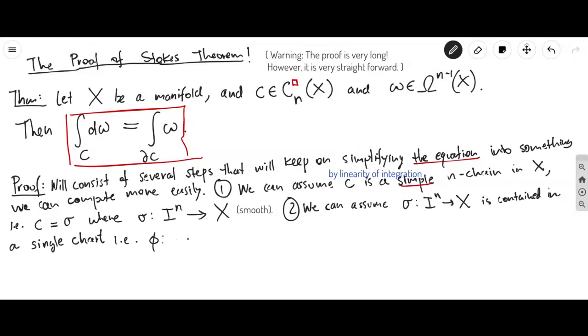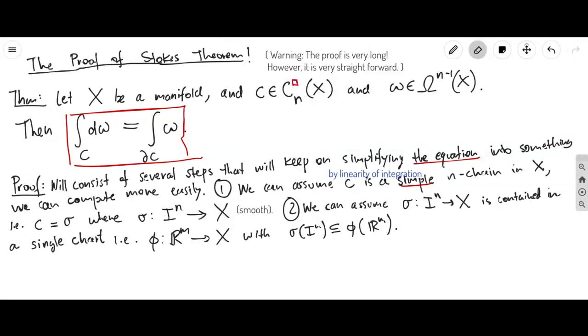So there's a map phi. A manifold is locally Euclidean, so it's a Euclidean space of, let's say, dimension m. So there's a homeomorphism onto an open subset of X with sigma of the n-cube, right? That's the image of the cube being contained in the image of the chart. So we can assume this.